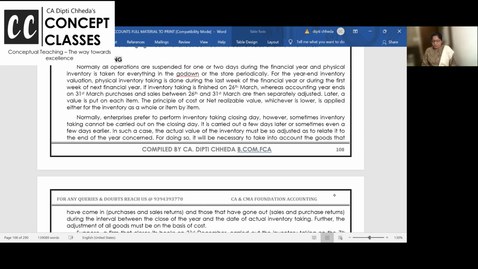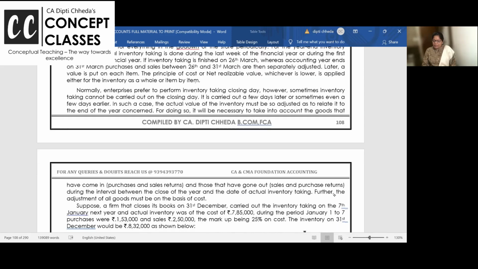Just now I told you. Later, a value is put on each item. The principle of cost or NRV, whichever is lower, that is there. Normally, enterprises prefer to perform inventory taking on the closing day. However, some inventory taking cannot be carried out on the closing day. I told you last day, it's not possible. It may be carried out a few days later or sometimes earlier. In such a case, the actual value of inventory may be adjusted.